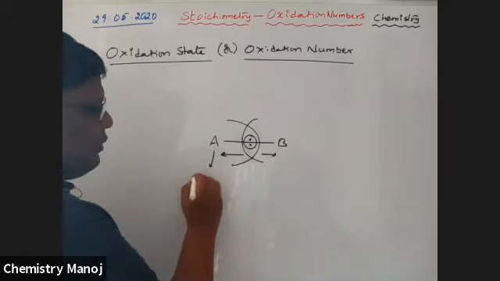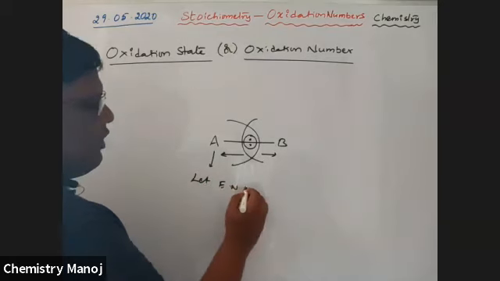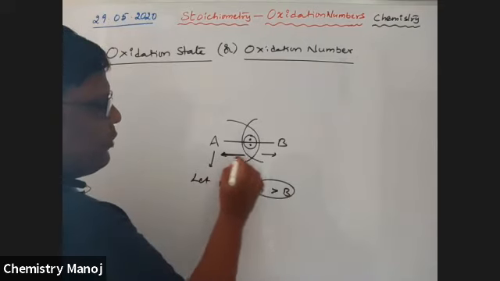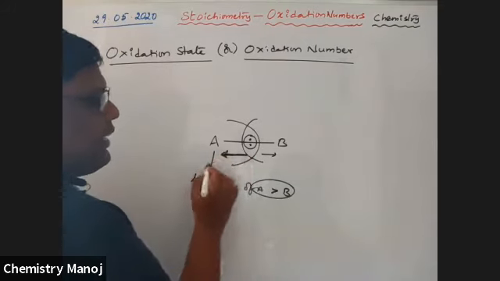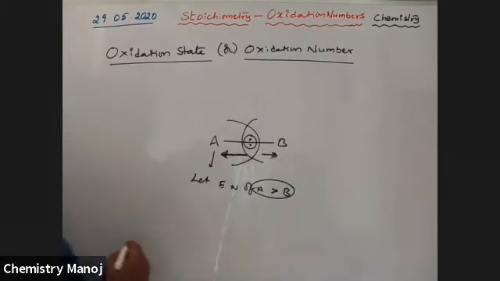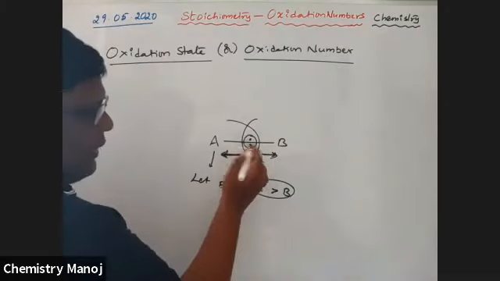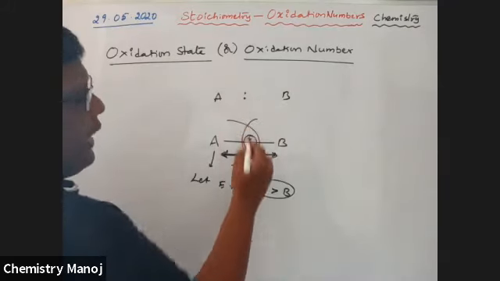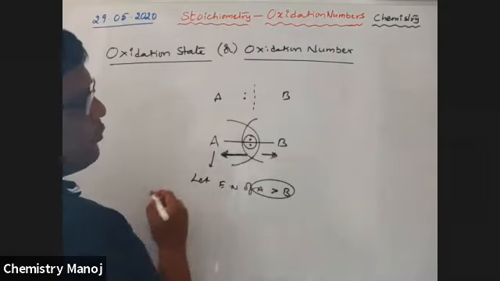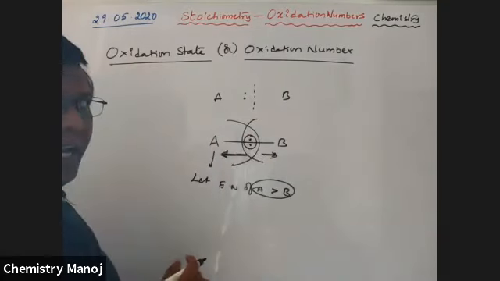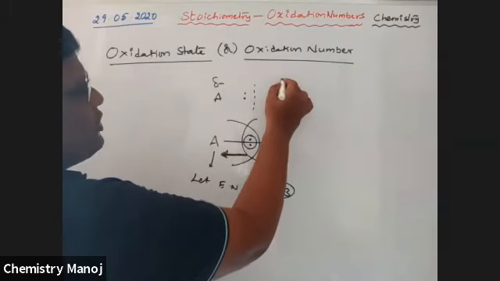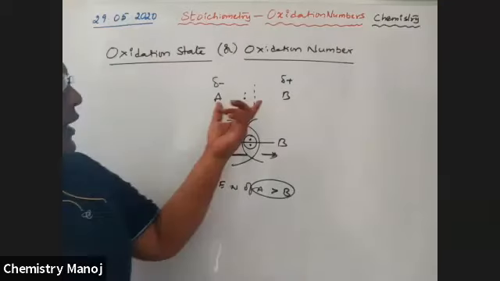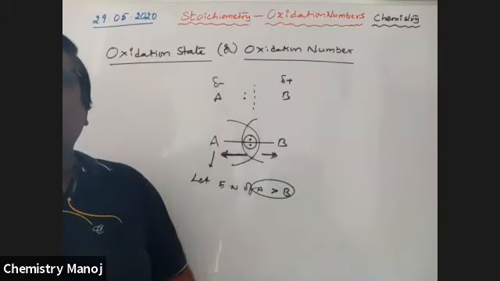Let the electronegativity of A be greater than B. That means the tendency to attract the bond pair of electrons towards A is more than that of B. Because of that, the electron pair is slightly moving towards the A side. Exactly where we expected it to be at the midpoint, it is slightly moving towards A. Because of that, A gets a partial negative charge and B gets a partial positive charge. This splitting of a bond into two oppositely charged ends is called polarity.